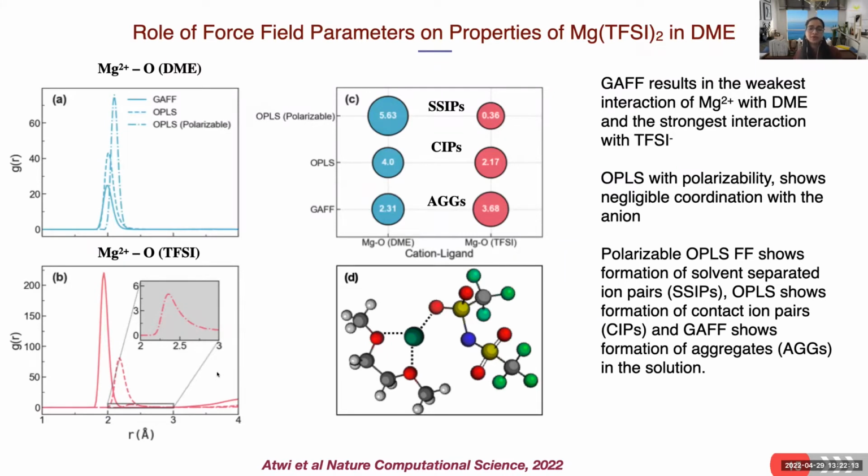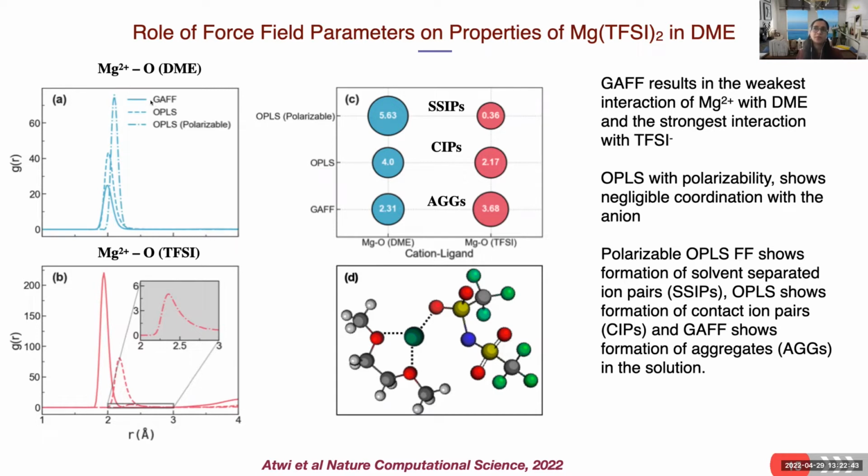A key question about MD simulation, or even most other simulation, is how accurate are our parameters? So for MD simulations, a key question is how accurate is the interatomic potential. So we compared some of the most commonly used force field parameters in the literature to look at the structural and dynamical properties of this electrolyte. Here we compared 3 different force fields: GAFF, OPLS, and OPLS with polarizability. And we observed completely contradictory results.